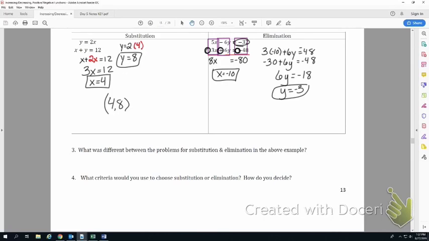Nick Miller. For one, you substituted one. Well, that's correct. So about the substitution problem, what's different about the way it was given versus the way the elimination problem was given? One variable is already solved. There you go. So for substitution, a variable is already solved for.